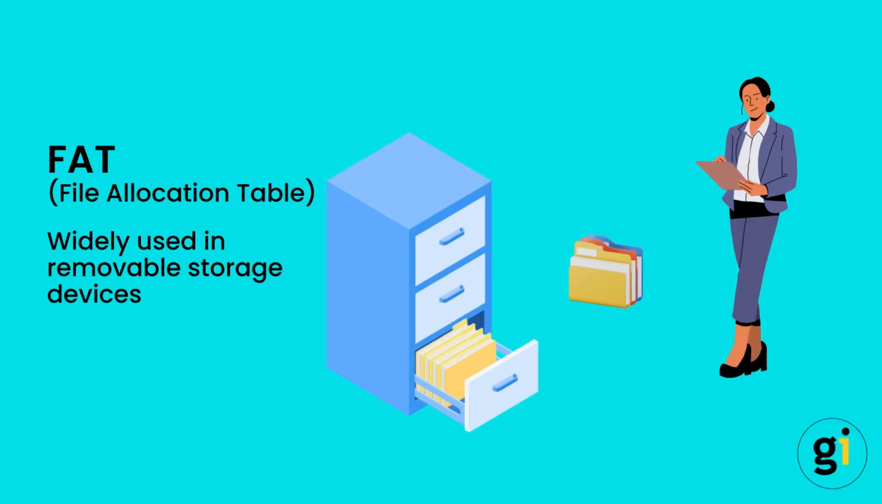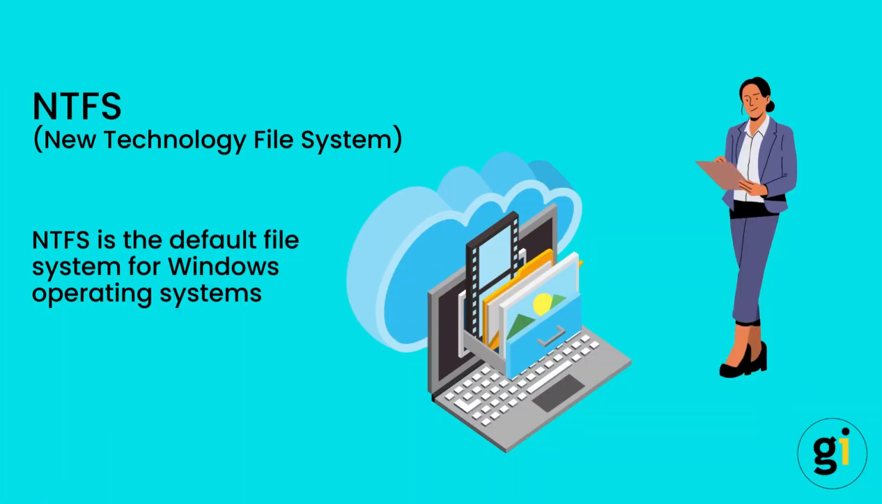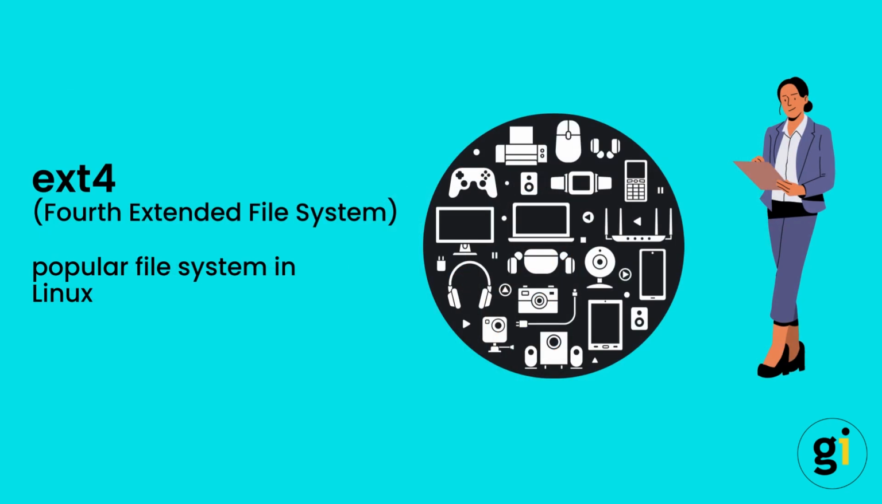FAT uses a file allocation table to keep track of file locations on the disk. It has a relatively simple structure but lacks advanced features like file permissions and journaling. On the other hand, NTFS provides advanced features such as file encryption, access control, and journaling for improved reliability. EXT4 is known for its performance and scalability, supporting large file systems and files.